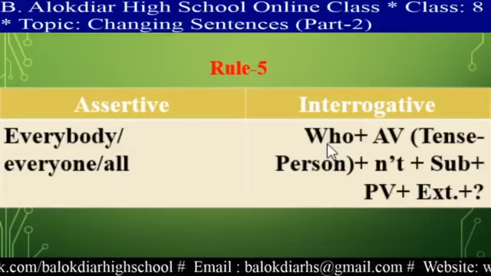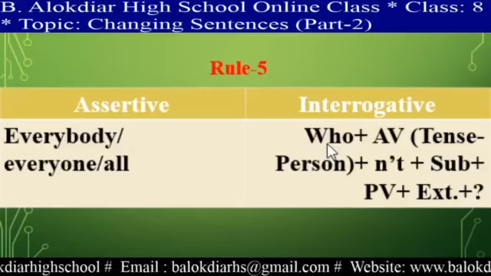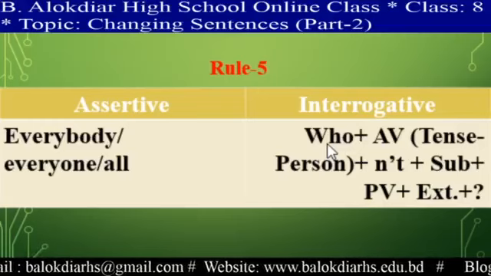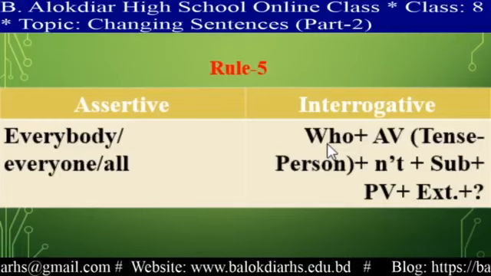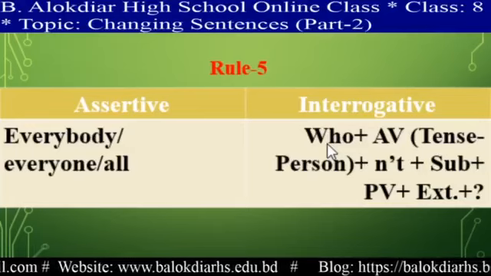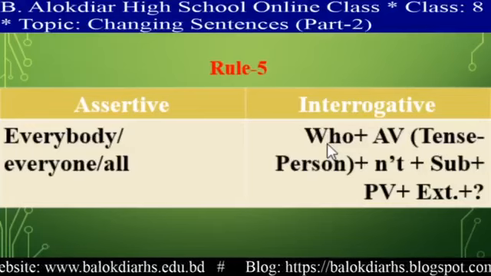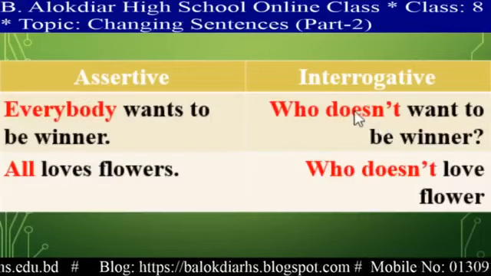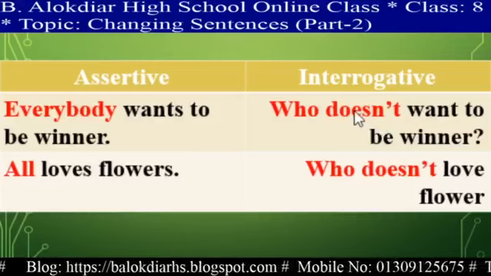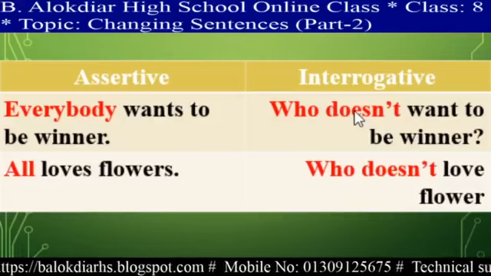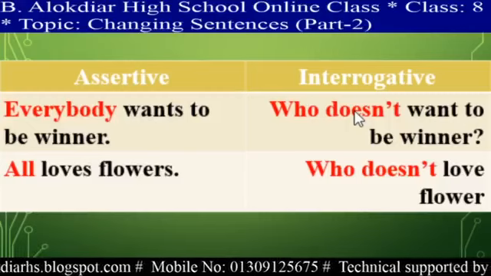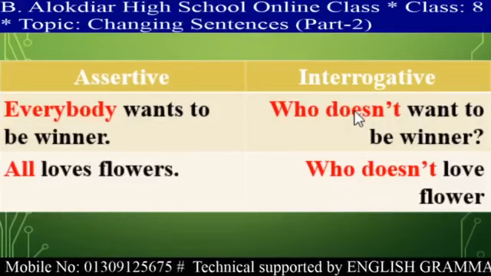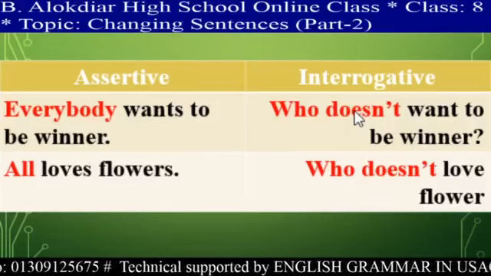So let's see the example again. Here, everybody wants to have. Here, we use who instead of everybody. Then doesn't is used, which is the auxiliary verb according to tense and person. Then the base form of the verb plus extension. In example B, who is used instead of all, plus the auxiliary verb according to subject and person, plus the verb form, plus extension, plus note of interrogation.